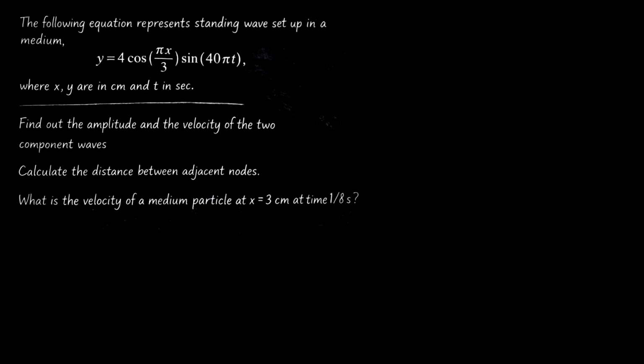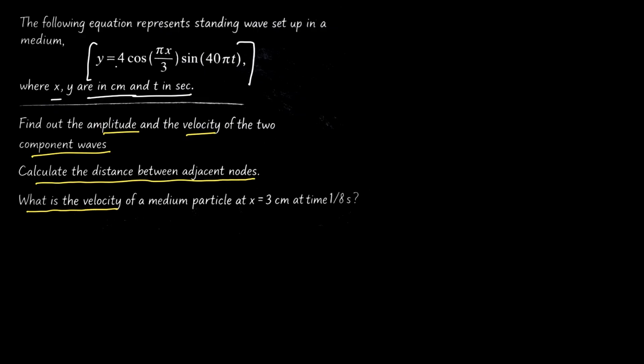So this is the equation of a standing wave. X, Y, and everything is given, and they are asking to find the amplitude, the velocity of the two component waves, and to calculate the distance between adjacent nodes, meaning the node positions. And what is the velocity of a medium particle at x equal to 3 and t equal to 1 by 8?